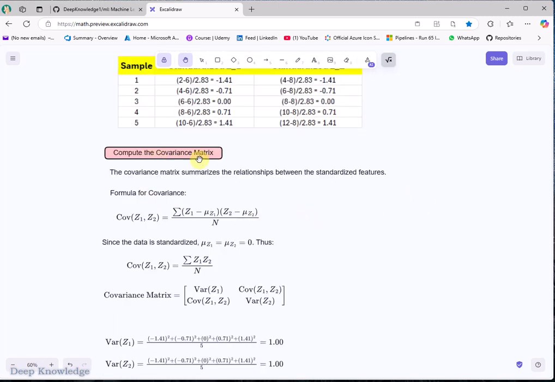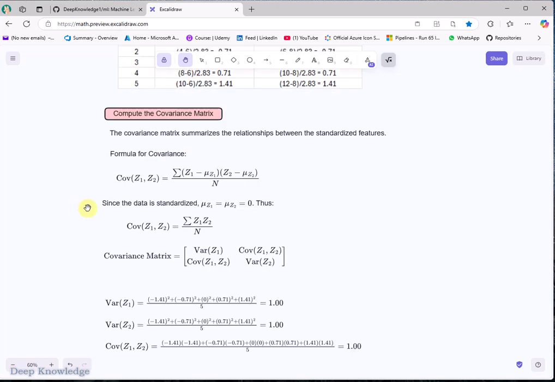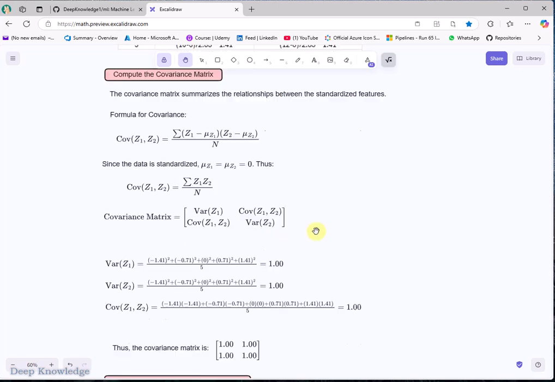Now we need to calculate the covariance. The covariance, as I said, captures the relationship between two variables. You can calculate it with this equation here. The covariance matrix has the variance of Z1 and the covariance of Z1 and Z2, and also the covariance of Z2 and Z1. The variances will be on the diagonal, and the covariances will be in the other cells.